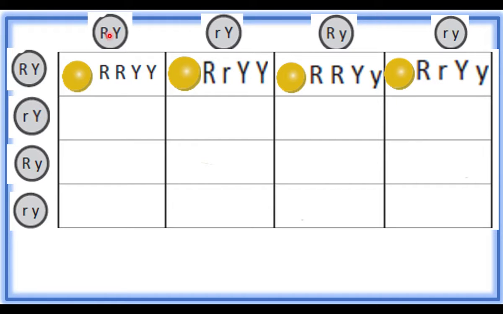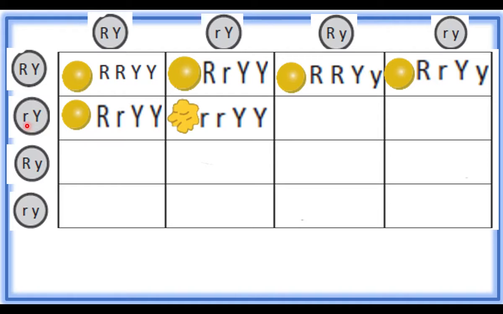Here capital R, small r, capital Y, capital Y. So this also should be round yellow. Small r. Here see small r, capital Y, capital Y. So small r, that is wrinkled, capital Y, yellow. So this is wrinkled yellow. New combination. This is not seen in the parental plants.